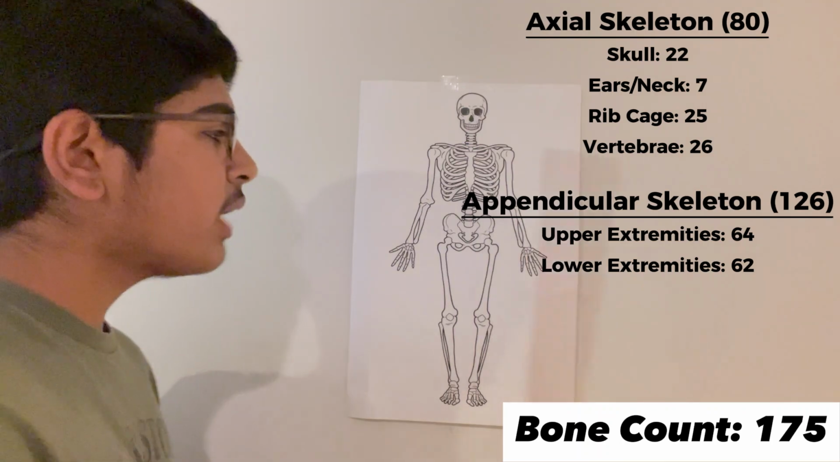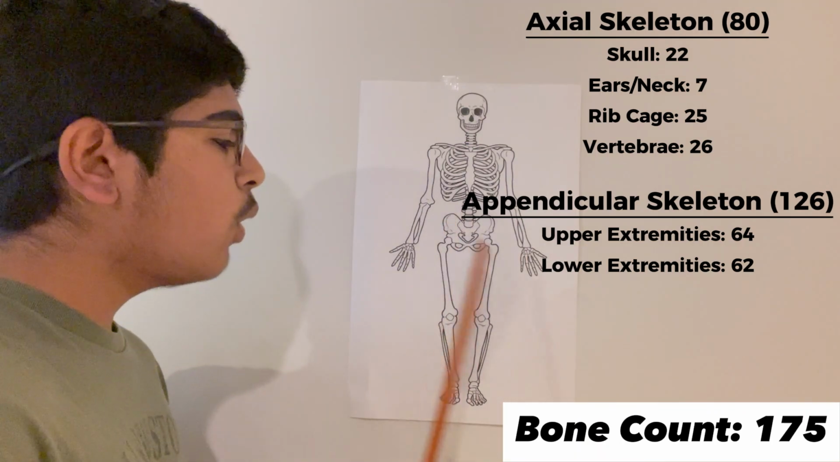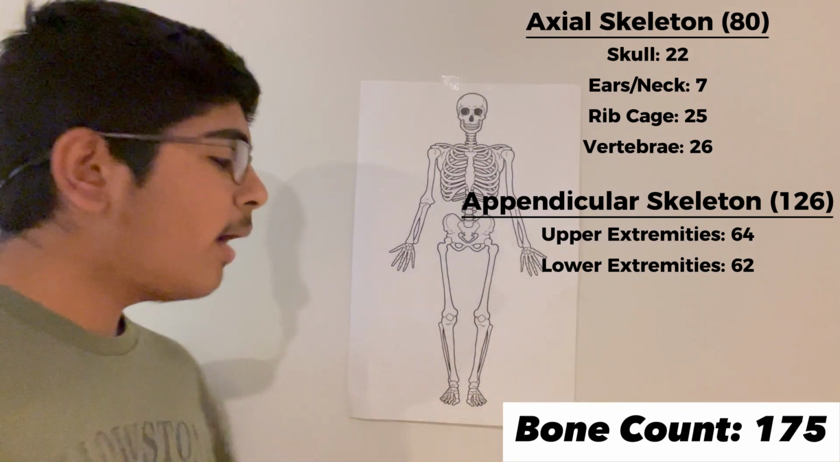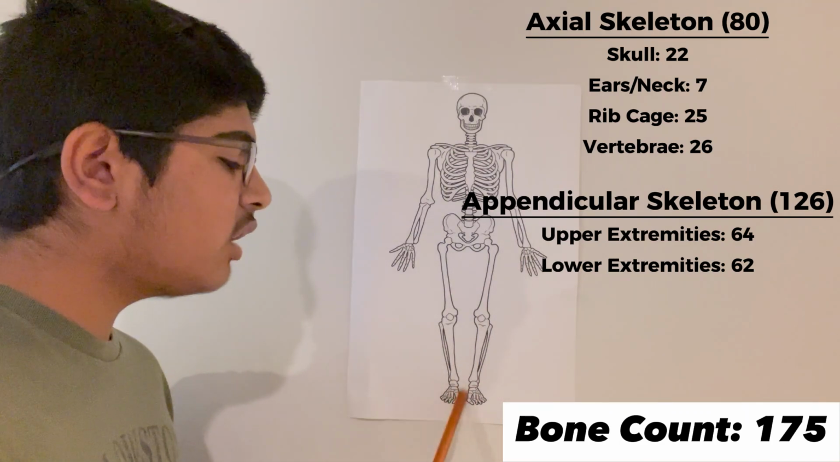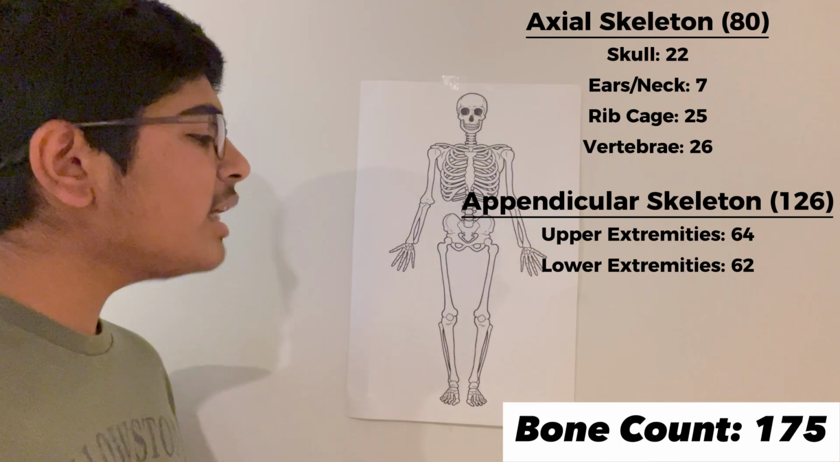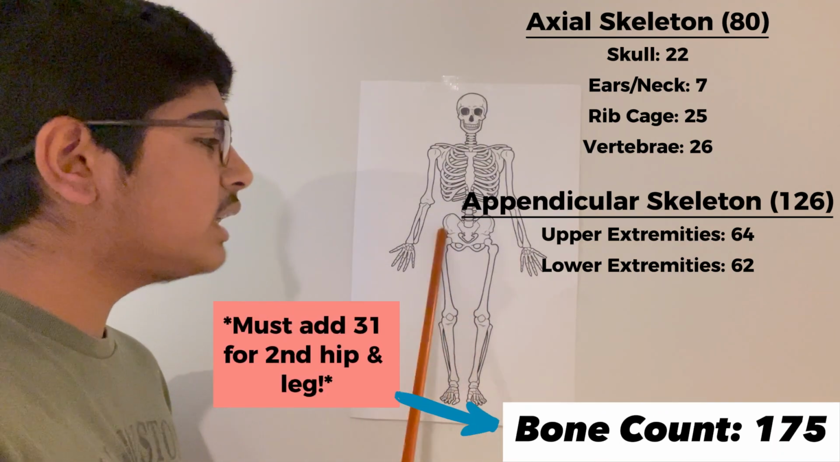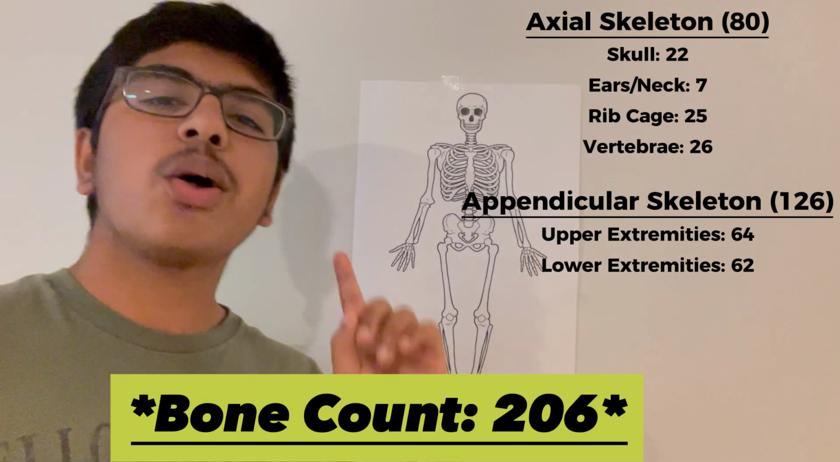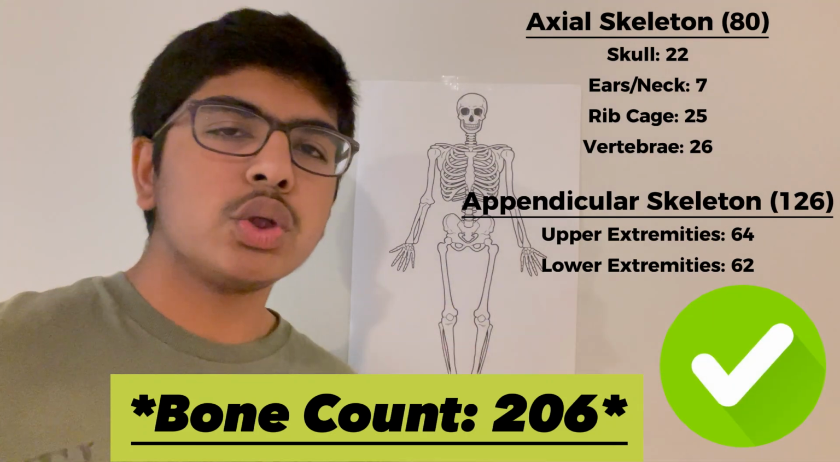So let's check that. On one side, we have 1 hip bone, 1 femur, 1 patella, 1 tibia, and 1 fibula. That's 5, plus the 26 bones in the foot, 7 tarsals, 5 metatarsals, 14 phalanges. That makes a total of 31 bones here on one side, 62 bones total, so we are perfect. We hit that magical 206 number.